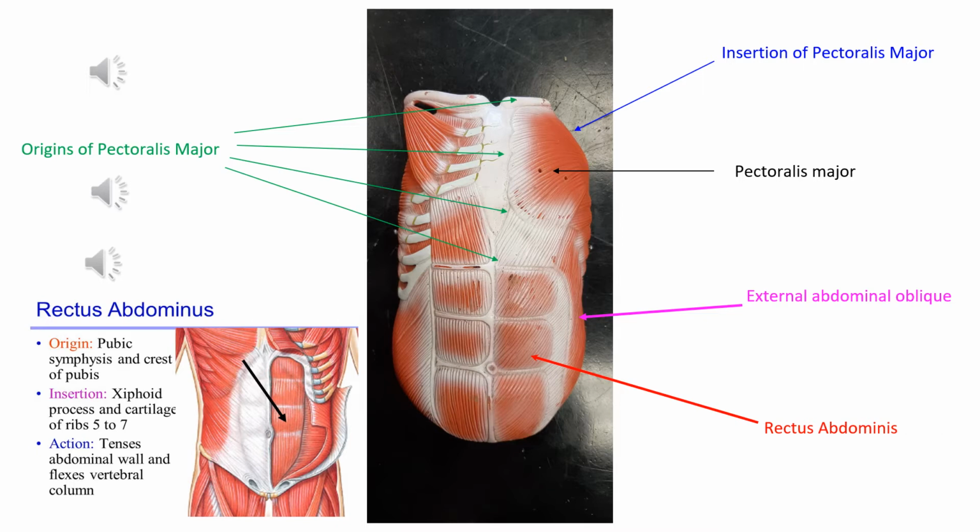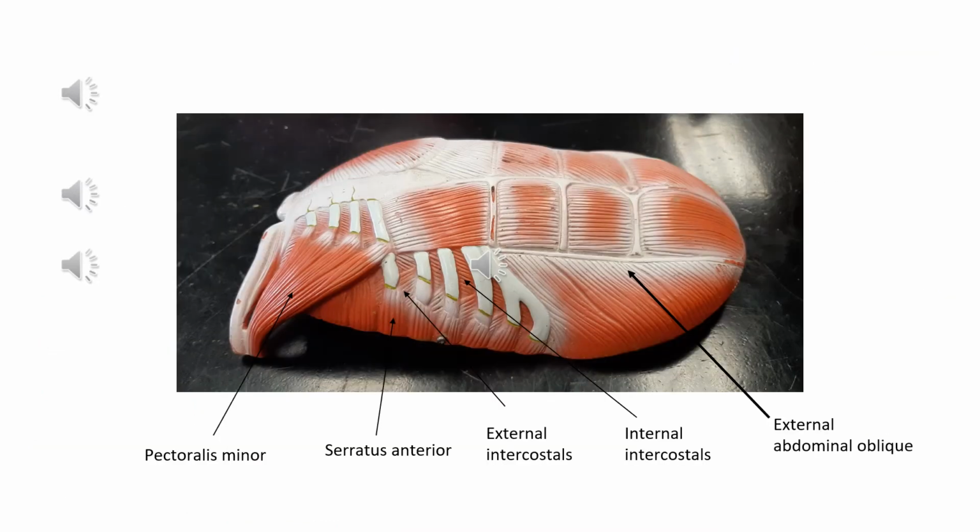This is the external oblique. Its main actions are to compress and support the abdominal viscera and flex and rotate the trunk. This is the pectoralis minor. Its main actions are to depress the scapula and protract the scapula.